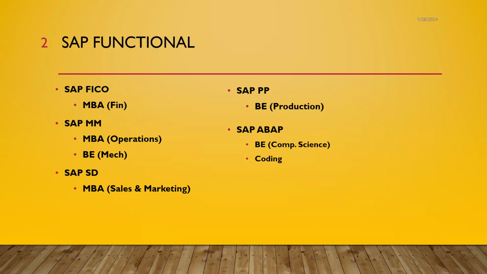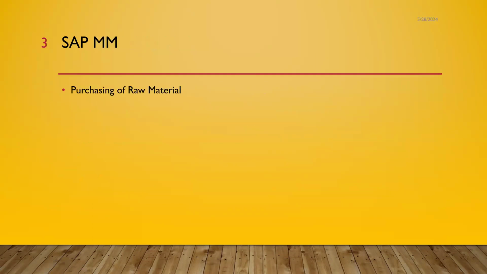For SAP MM, even BE mechatronics graduates can do it. There is no coding at all in SAP MM. SAP MM is predominantly procurement of raw material in any industry. I'll show you how raw material is procured in the industry. Next, SAP SD is selling of finished goods.